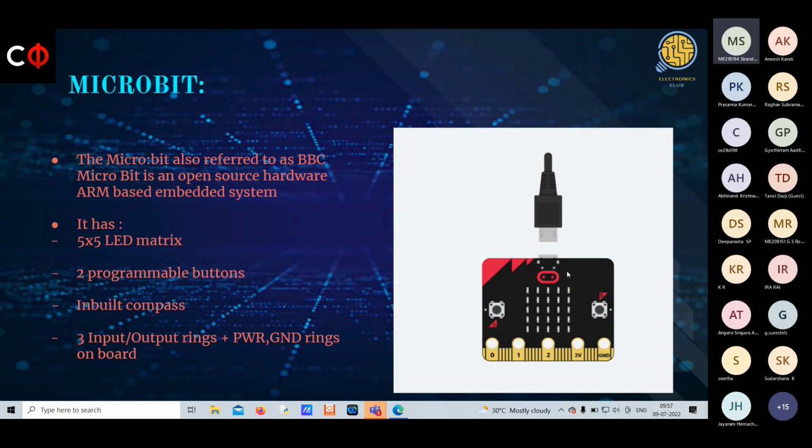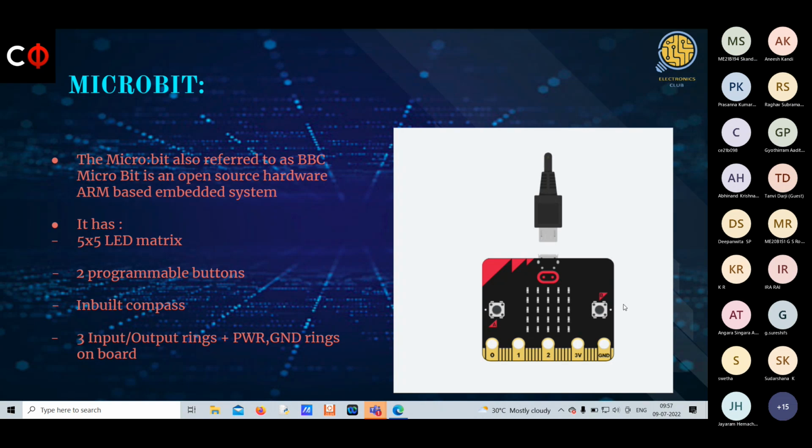So basically, even a headphone can be made with the microbit. When you click on a button, you can move on to the next song, and to come back to the song that you were previously playing, you can click on the other button. So you have two programmable buttons too.